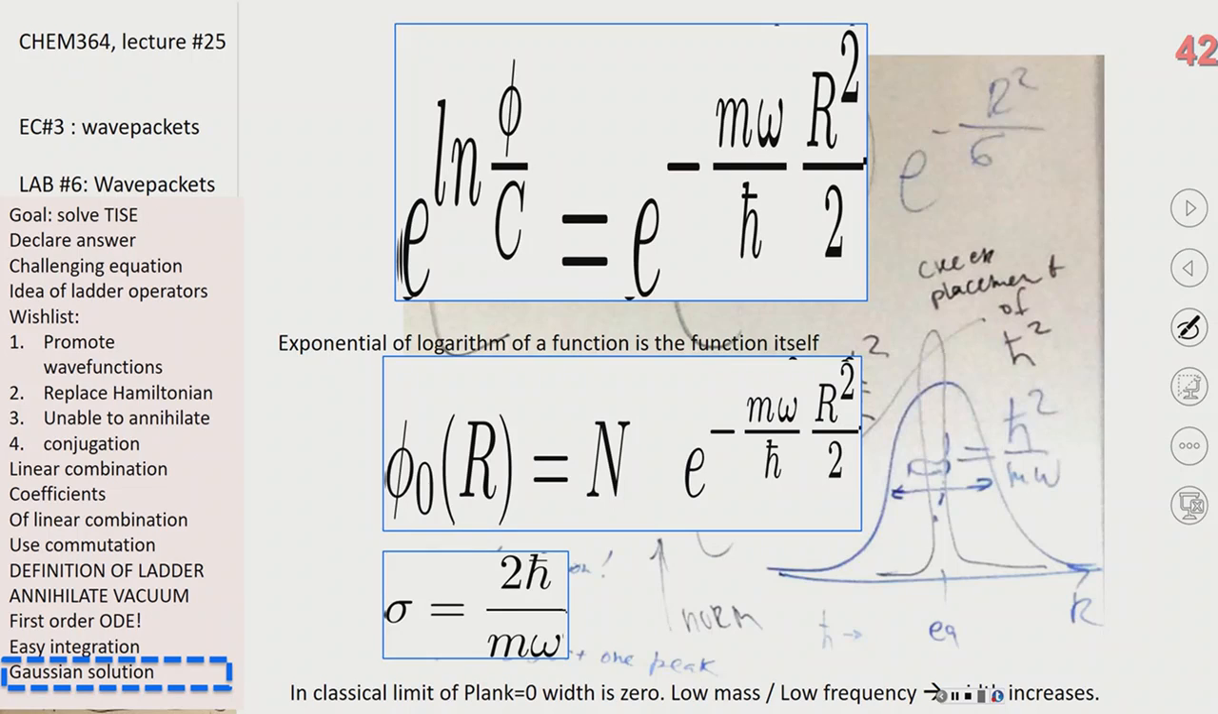Germany. What's the name of the guy? Yeah, Gaussian function, right? You recognize it. Exponential to minus independent variable squared. And this another step that comes here determines the width.